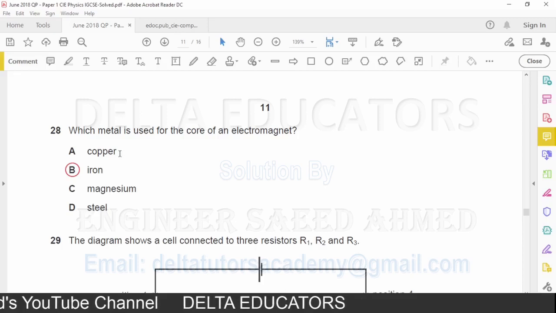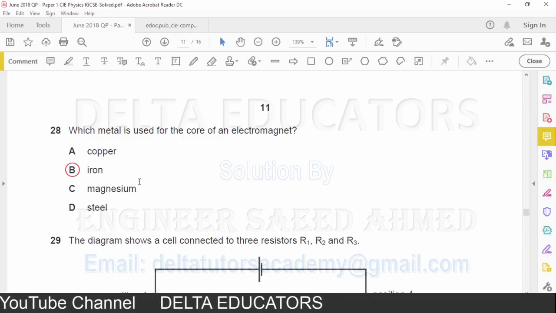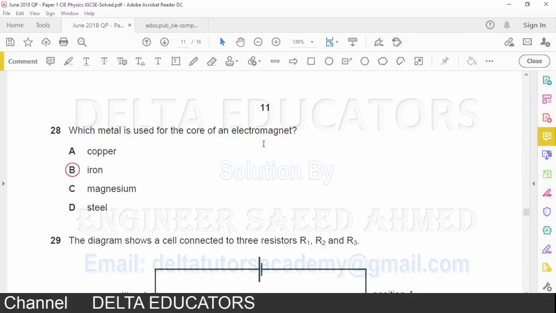In A it is given copper, in C it is given magnesium. Copper and magnesium are not magnetic materials, so they cannot be used. In option D it is steel. Steel is used for a permanent magnet, and here we are making an electromagnet, that is a temporary magnet, so we have to use iron. So the correct option is option B.